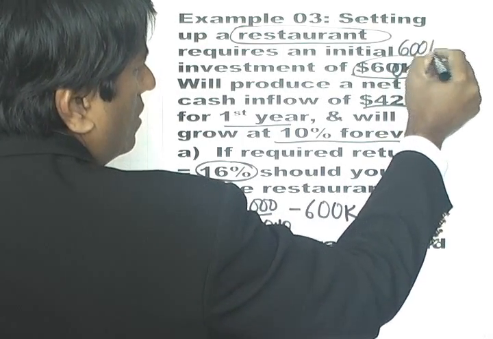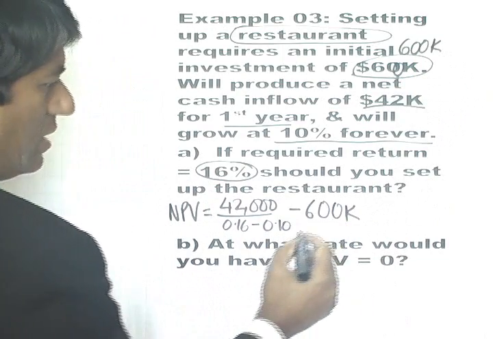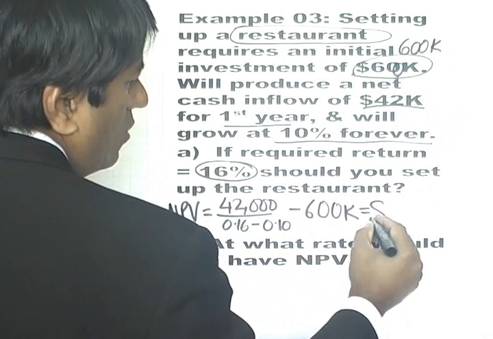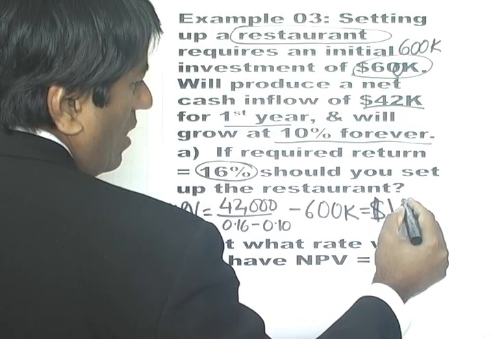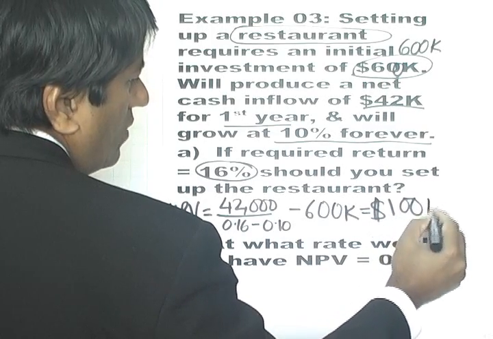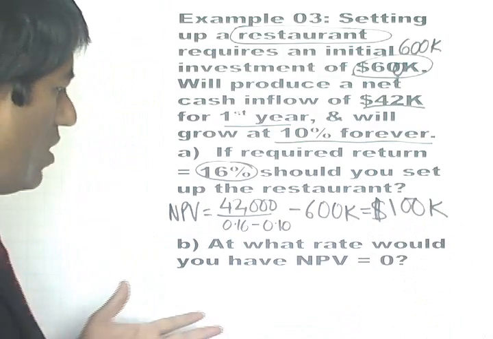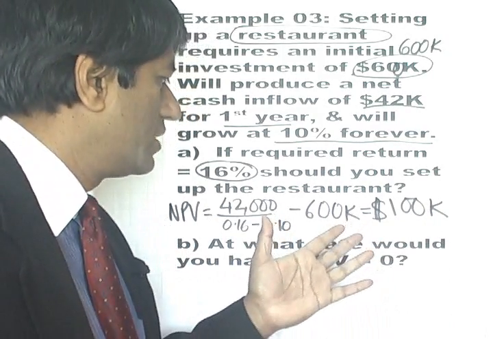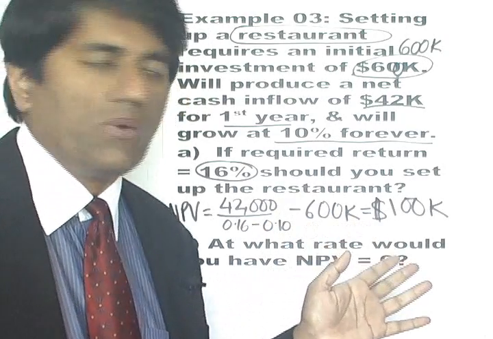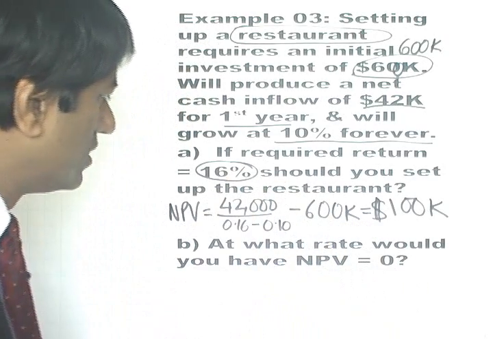600K. And that would produce a net NPV of 100K. So it's a positive project, and you should do it if your required rate of return is 16%.